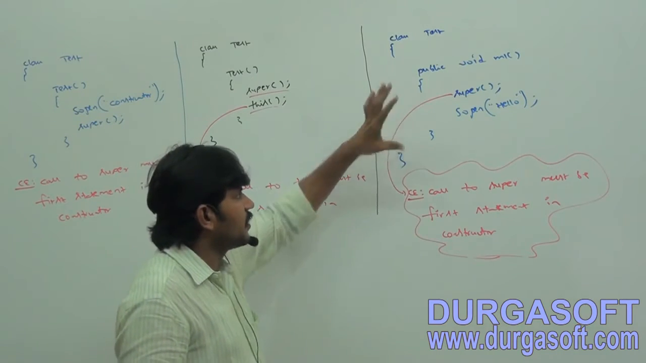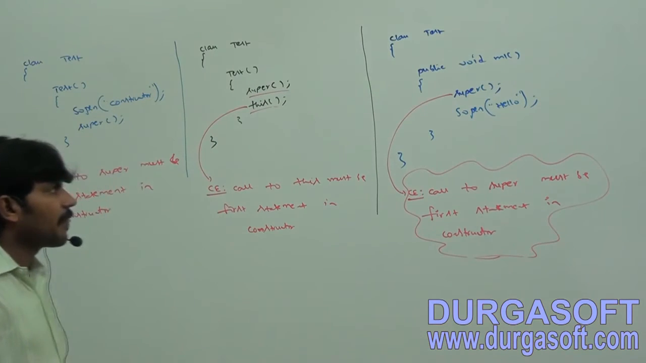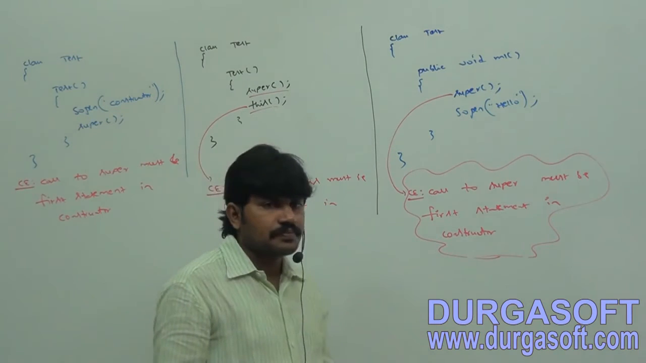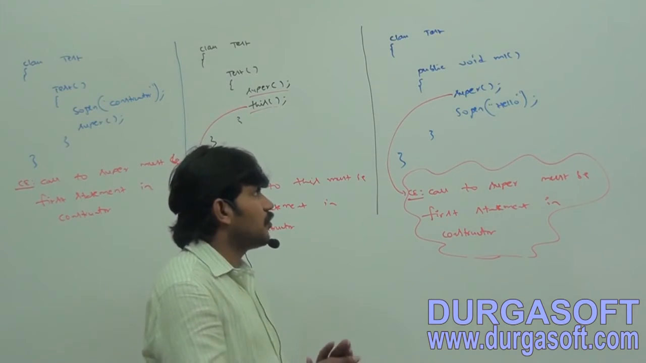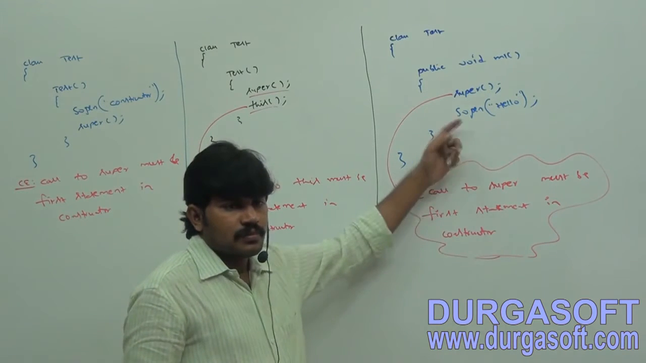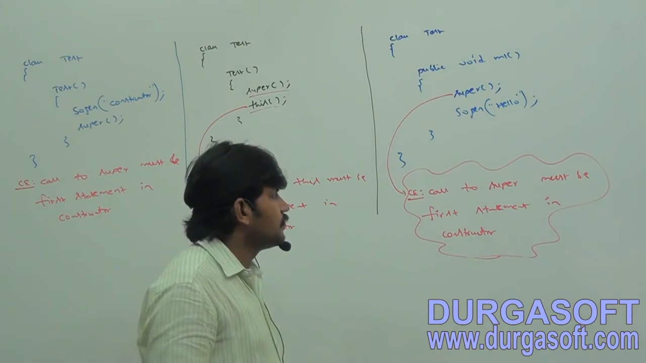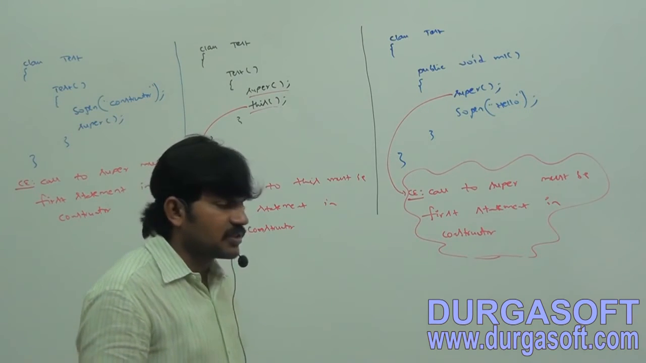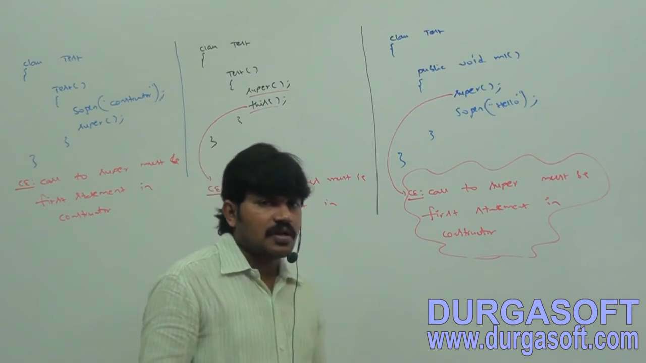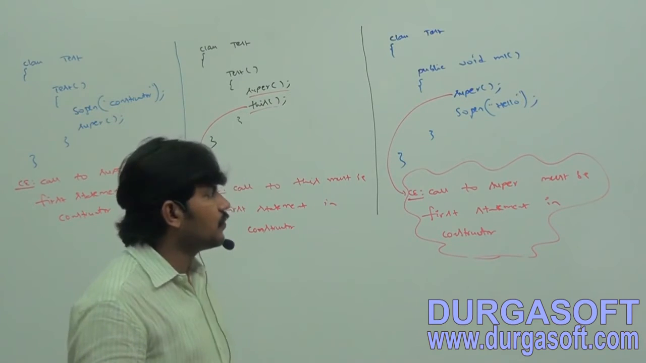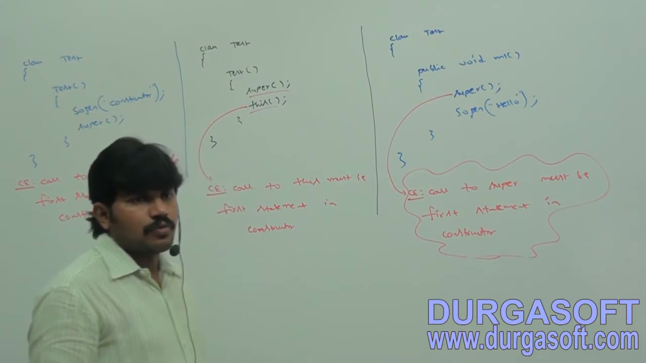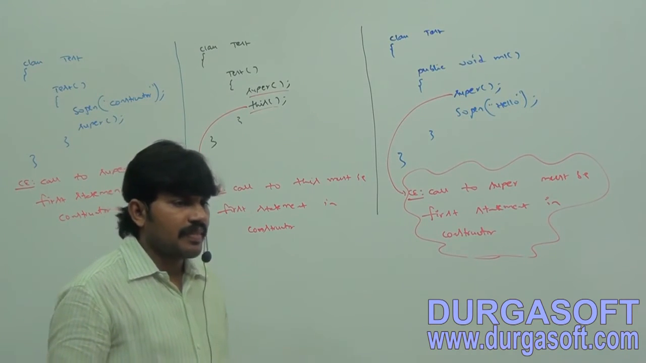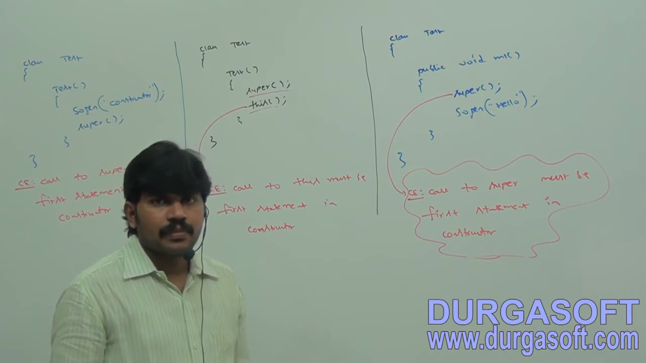Okay, take this example. Class Test, public void m1, super() and a print statement. The error is: call to super must be first statement in constructor. This is the compile time error we are going to get even in the third case also. Completed, right?